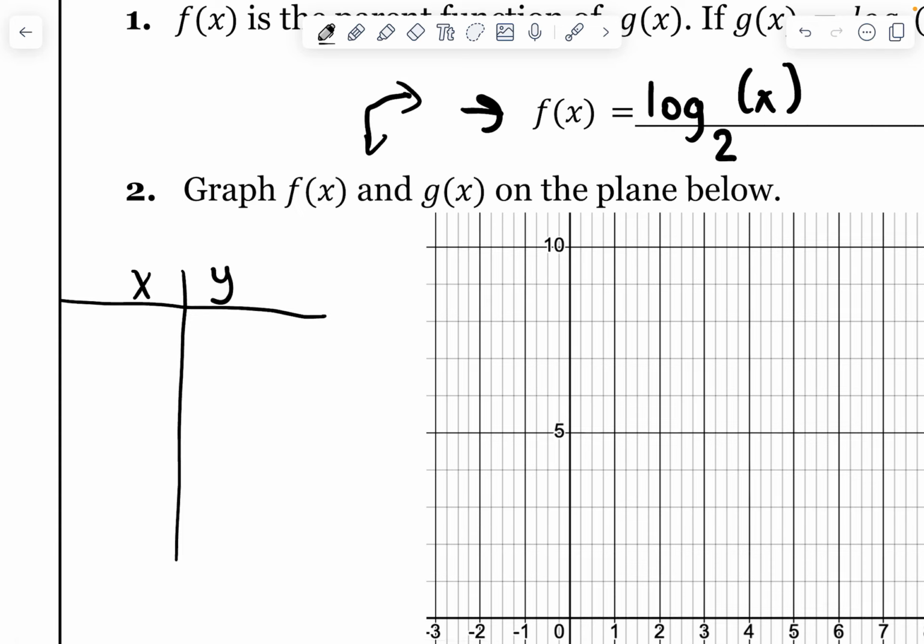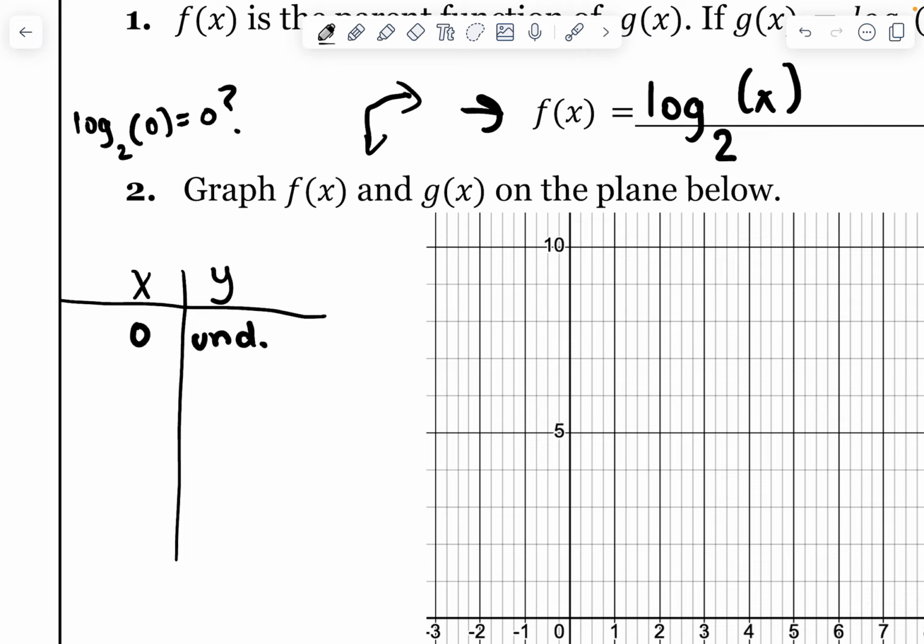Okay, let's start with some easy values. If you substitute 0 into x, log base 2 of 0 is equal to what? Well, think about it backwards. 2 to the power of what number is going to give you 0? Nothing raised to any power gives you 0. So 0 is going to be undefined.